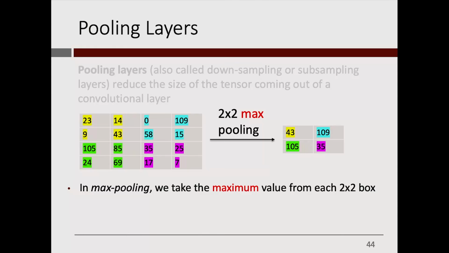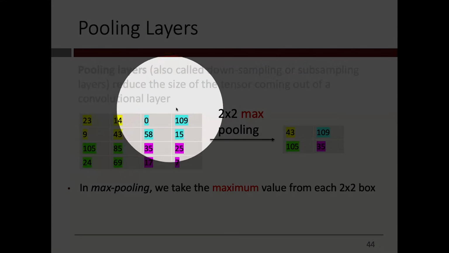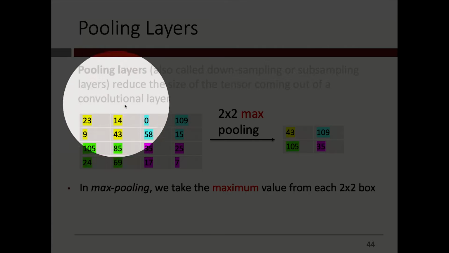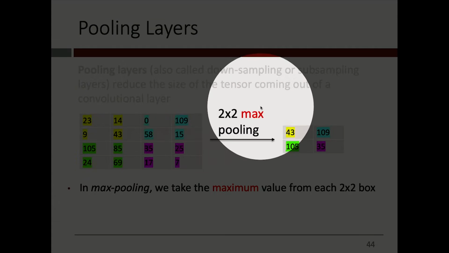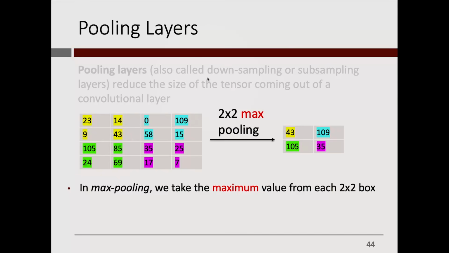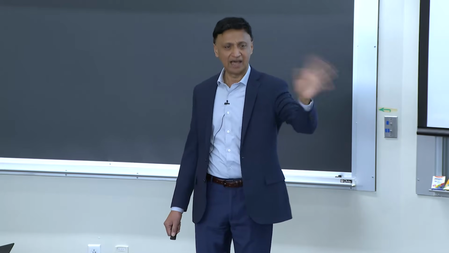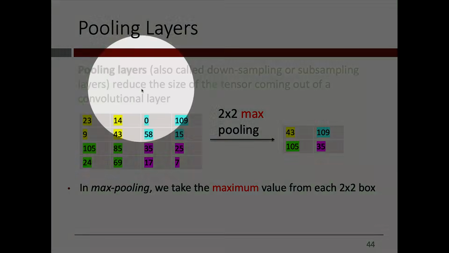I will describe the mechanics first. Let's say this is the output of a convolutional layer, just a 4 by 4. There are 2 kinds of pooling, max pooling and average pooling. This is called max pooling, and the idea is really simple. In this max pooling layer, there are no weight parameters to be learned. It's just a simple arithmetic operation.